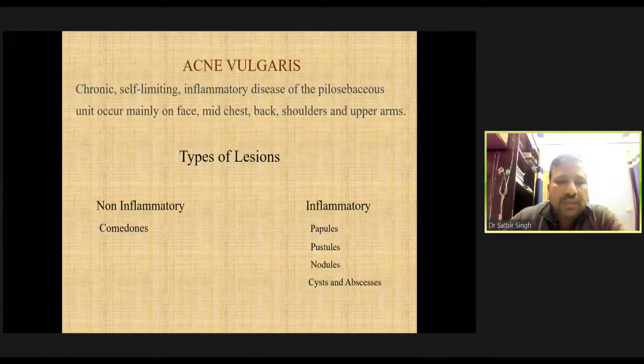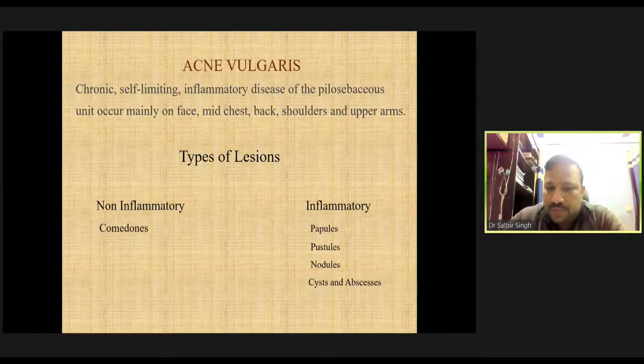Acne vulgaris is a chronic self-limiting inflammatory disease of the pilosebaceous unit, occurring mainly on the face, mid-chest, back, shoulder, and upper arm. Types of lesions are non-inflammatory, or comedones, and inflammatory lesions: papules, pustules, nodules, cysts, and abscesses.